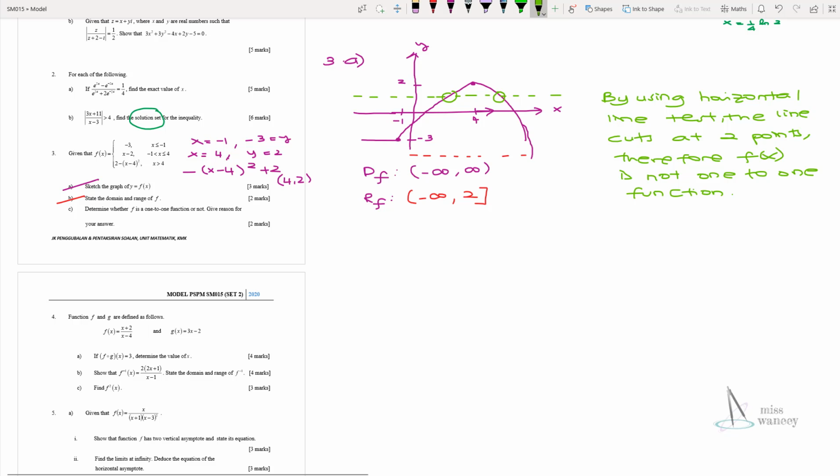Oh, by the way, I didn't label, right? This is for B, this is for C. Okay, so done with C as well. Okay, so let us do question number 4 now.